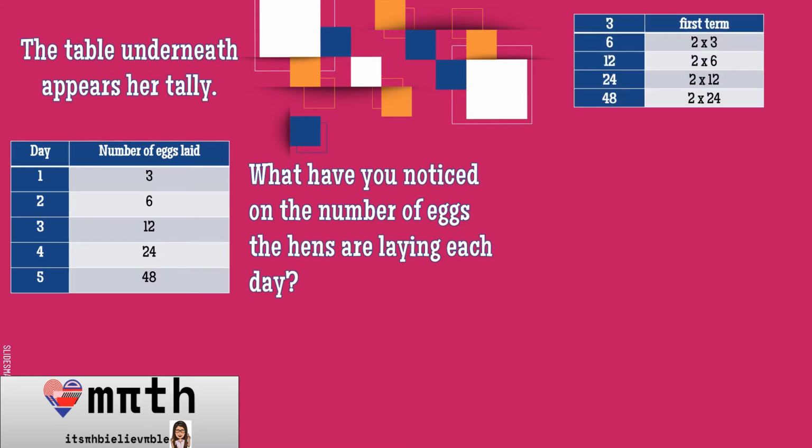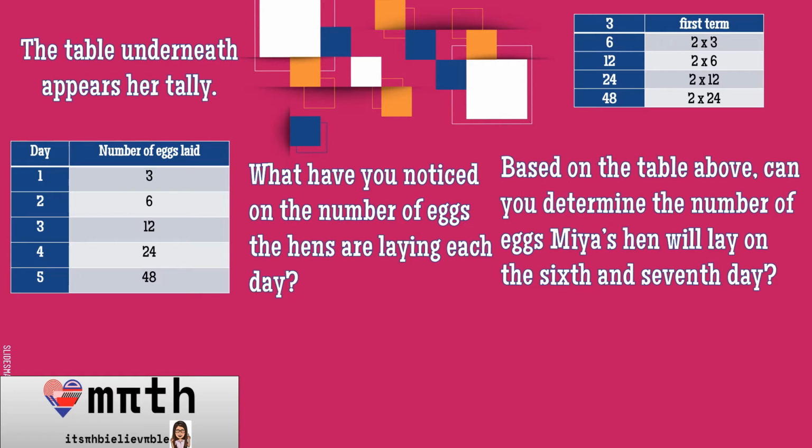If you're going to observe, on the first day, we only have 3 eggs. And on the following days, the eggs that are laid are being doubled each time. Based on the table above, can you determine the number of eggs Mia's hen will lay on the 6th and 7th day?